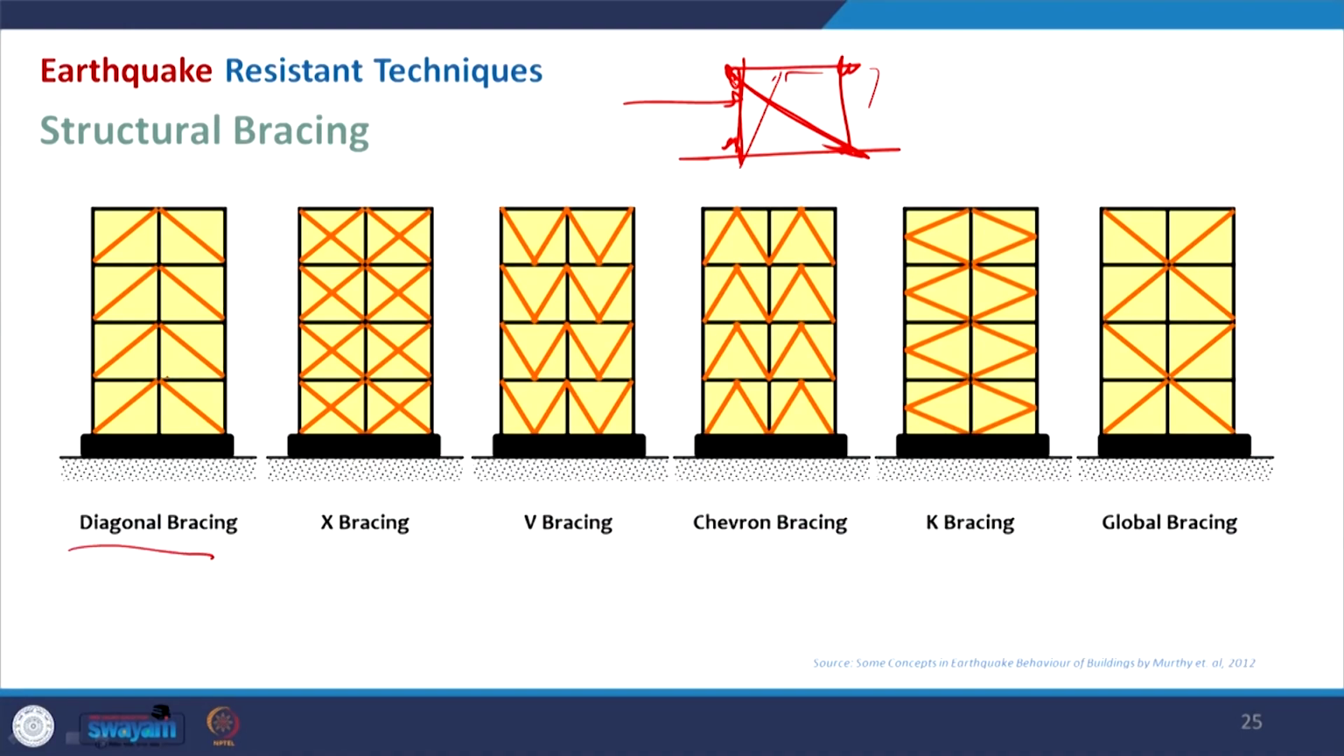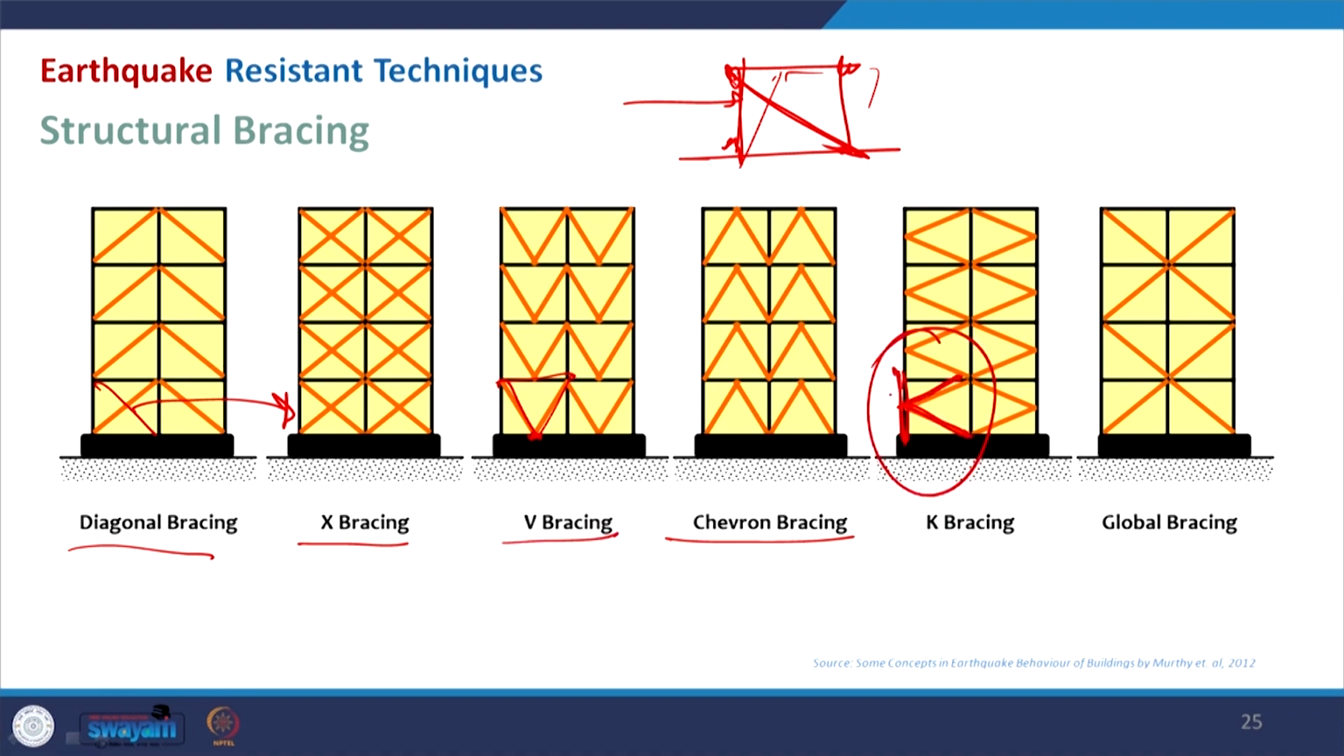So, it may be diagonal, where it diagonally connects floor to floor. Cross bracing is also possible, where instead of one, if we add two, it will resemble this. V type bracing is where the two corners are connected to the middle. Then the chevron bracing is just the opposite of the V bracing. Then we also have the K bracing, whose form is basically a K.